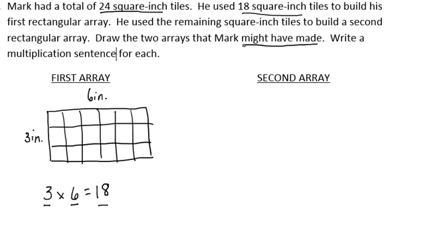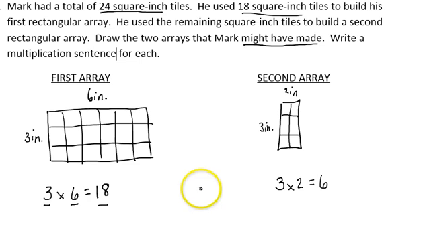Now I have to take the remaining square tiles and show a second array. 24 minus 18 is 6. I can show an array of 3 rows of 2. There's my 3 inches on the side, 2 inches on the top, and there's my extra 6 tiles. And that multiplication problem is 3 times 2, which equals 6. Like I said, there's a couple different answers for this problem, and this is an example of one that would work.